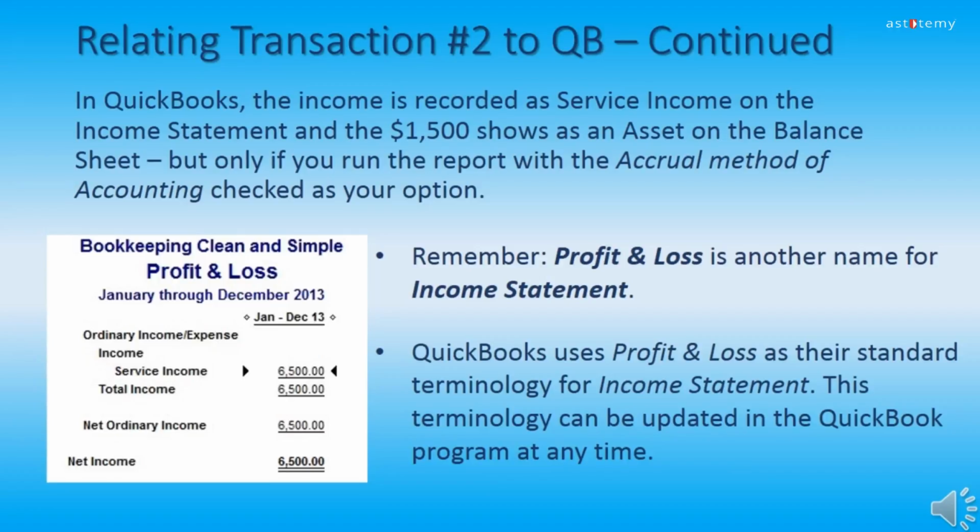What's important to remember here is that our service income has increased from $5,000 to $6,500. Since we have no expenses to subtract from our income at this point in time, our net income equals our total income of $6,500. On the next slide, we run two versions of our balance sheet, one under the accrual method of accounting and the other one under the cash method of accounting. And we will talk about both of those on the next slide.